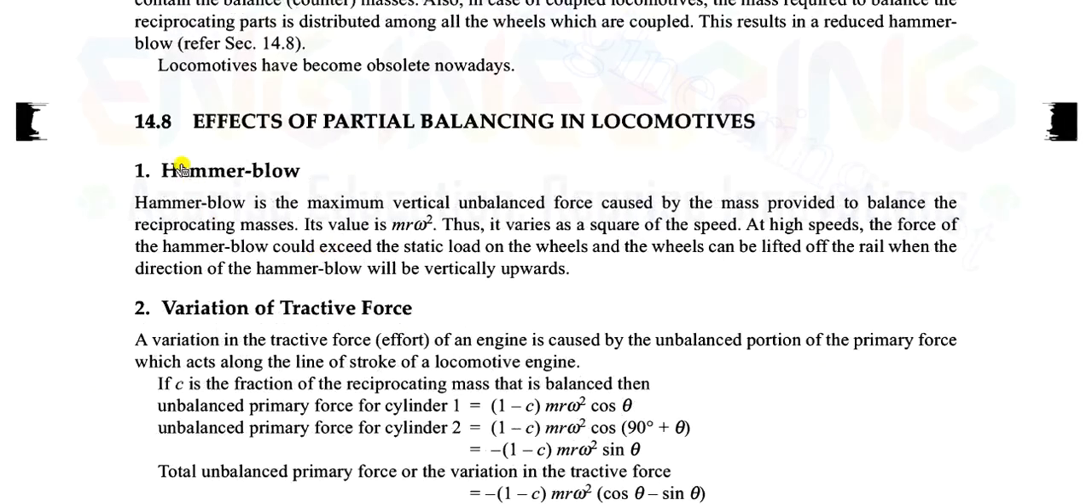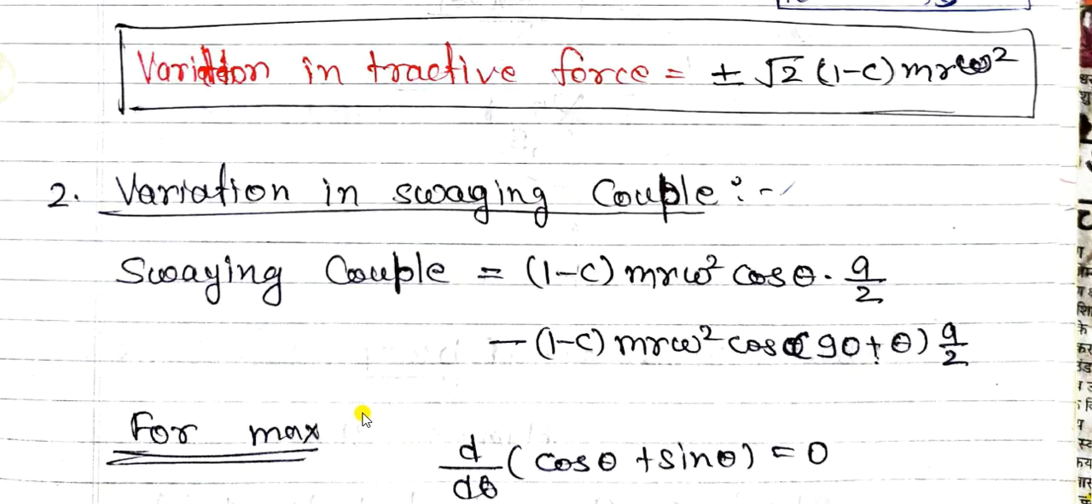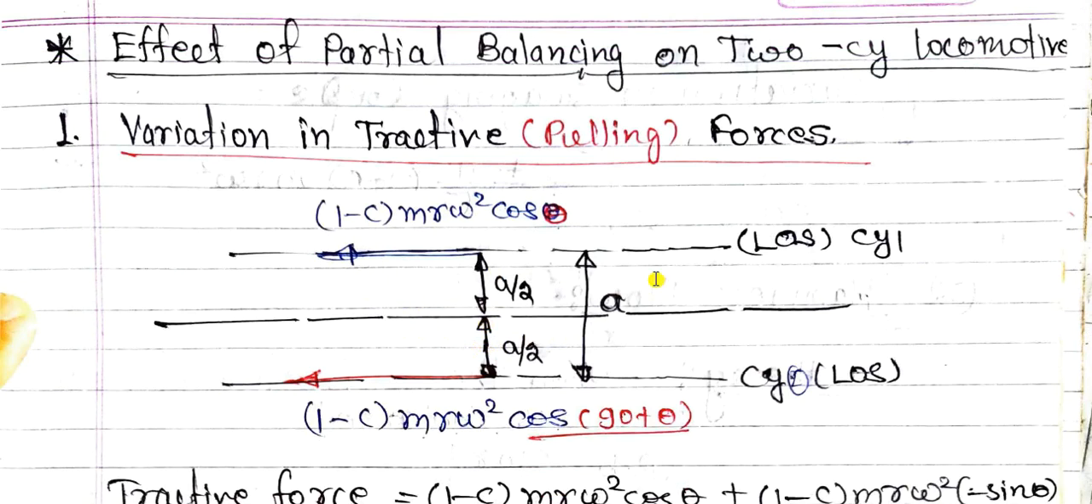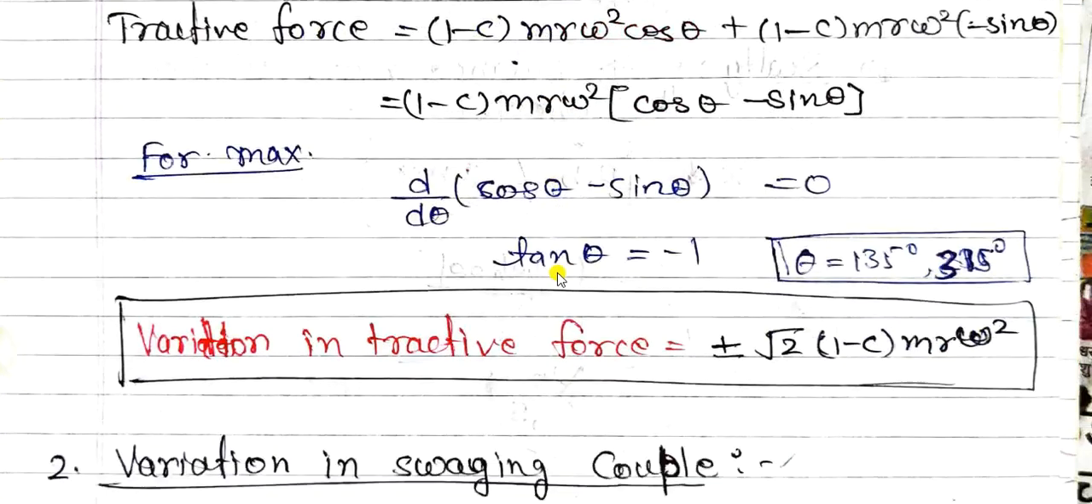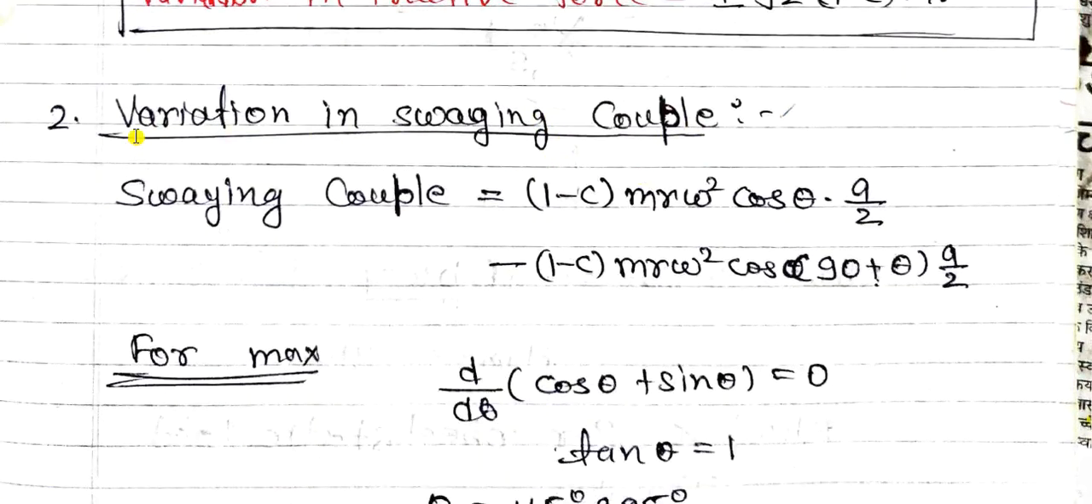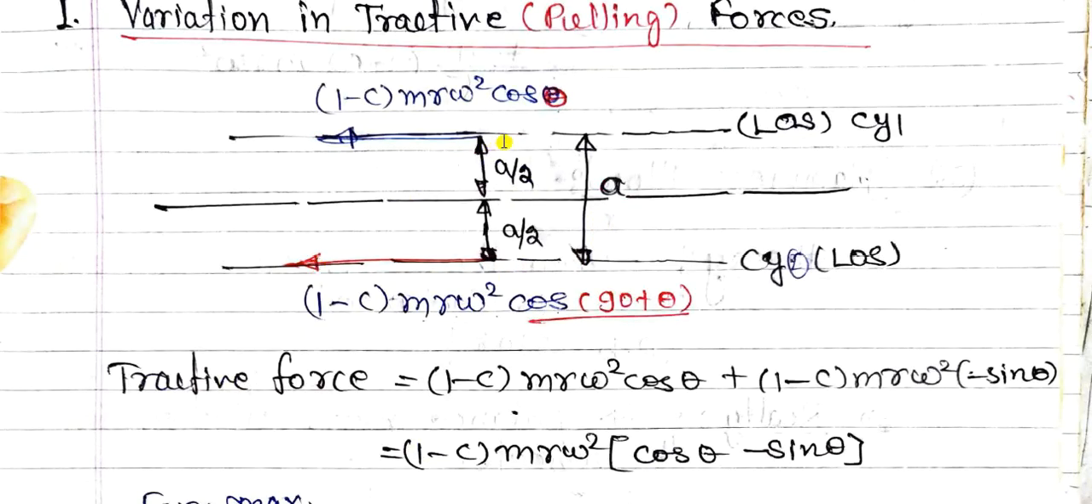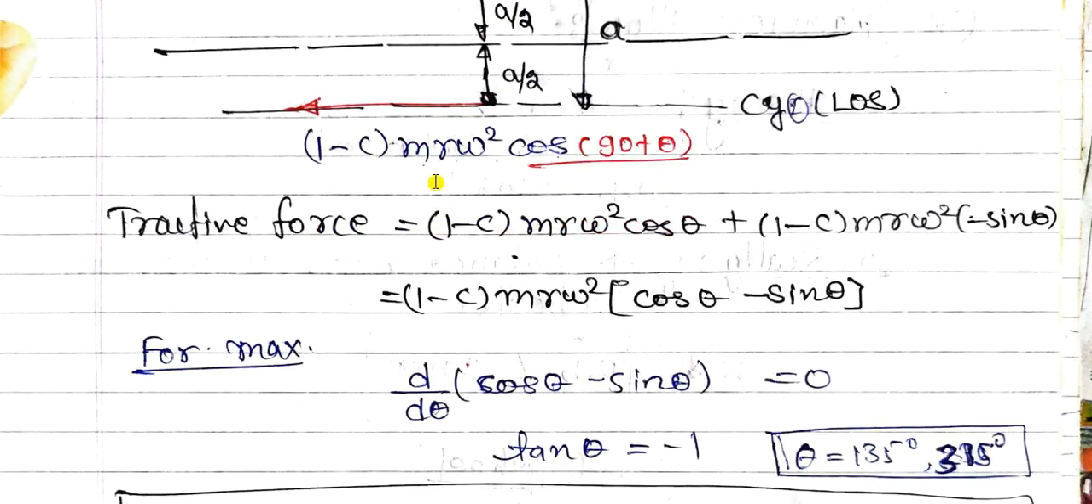Now I will explain what we have understood about tractive force. Tractive force means how much force there is along the line of stroke in a two cylinder locomotive. So you got this. And now variation in swaying couple. If this force is different and that force is different, there will definitely be some couple.